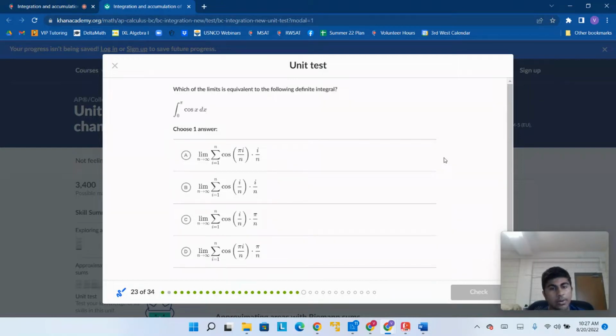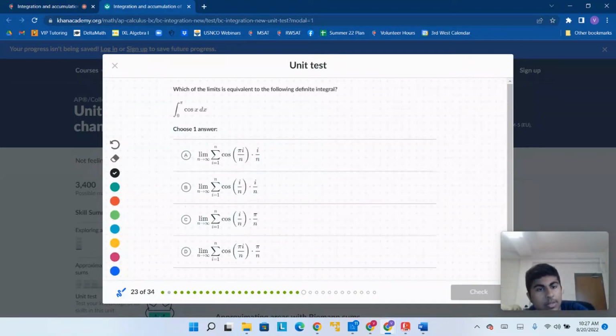Now you have cosine of pi i over n for two of them, and cosine of i over n for others. You have to start from 1 over n, so it's basically just like 0 because n is infinity. And then you're going to end up at pi, so that's going to be pi n over n, so you have to do pi i. It has to be one of these that you're doing pi i with.